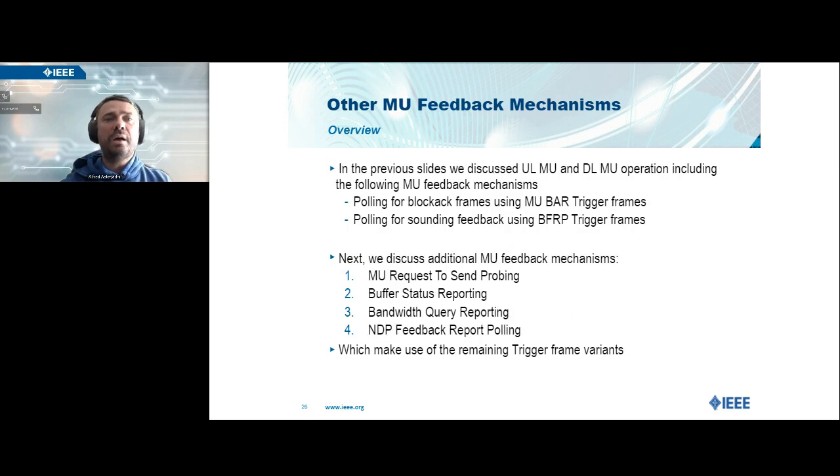So, other MU feedback mechanisms. We discussed uplink multi-user and downlink MU operation, and we focused a little bit more on the two main MU feedback mechanisms: block ACK frames with the MU-BAR, and the sounding feedback with the BFRP. So now we'll go a little bit over the details of the remaining variants of the trigger frame and the reports that can be triggered by them.